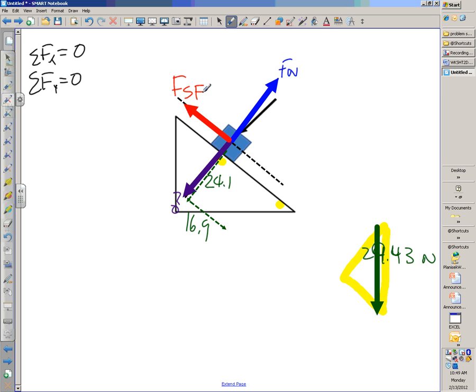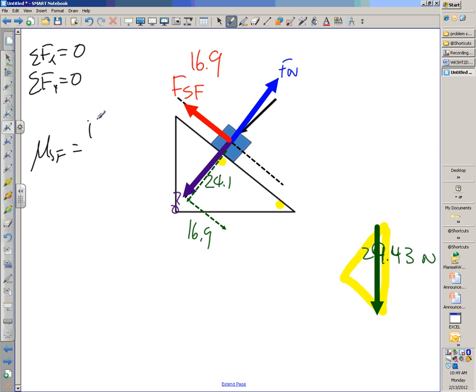So in this case, there is a 16.9 Newton force pulling this block down the ramp, just from the parallel component of gravity. In order to keep that block from moving, the static friction force also has to be 16.9. In this case specifically.